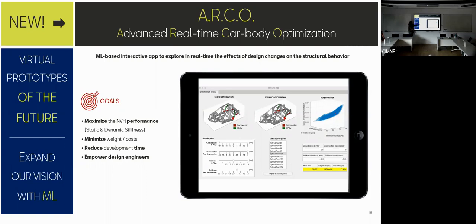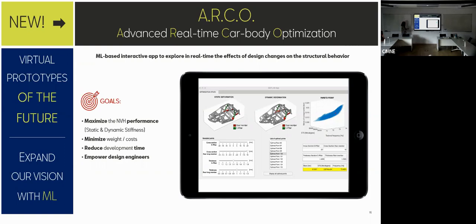So we want to maximize this performance, but at the same time, we want to minimize the weight, which means also minimizing the cost, a very important point in the industry, and reduce the development time. We saw it before. It's a long process. We want to make it shorter. And again, we want to empower the design engineers. If you remember this continuous iteration between departments, we would like to have a tool like this one, which doesn't need simulation engineering experience in order to understand which values of the design variables lead to good or bad results in terms of performance.